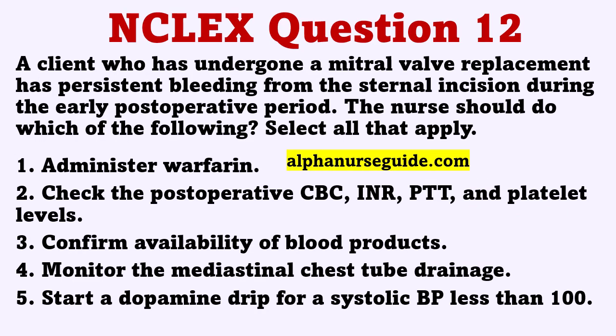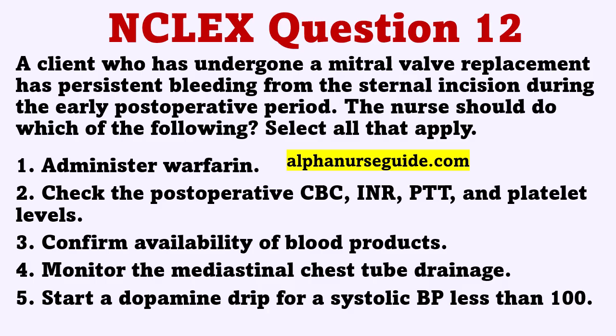A client who has undergone a mitral valve replacement has persistent bleeding from the sternal incision during the early postoperative period. The nurse should do which of the following? Select all that apply. 1. Administer warfarin. 2. Check the postoperative CBC, INR, PTT, and platelet levels. 3. Confirm availability of blood products. 4. Monitor the mediastinal chest tube drainage. 5. Start a dopamine drip for a systolic BP less than 100.